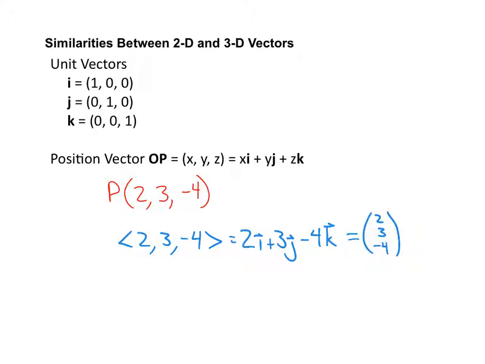Can they also be labeled something like A, B, C, I, J, K, maybe? Oh, well, I have x, y, and z. You might see ai plus bj plus ck.